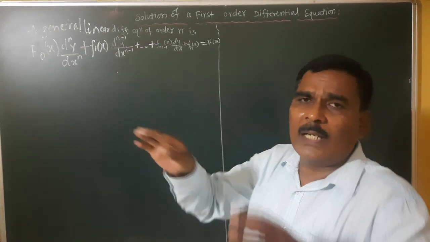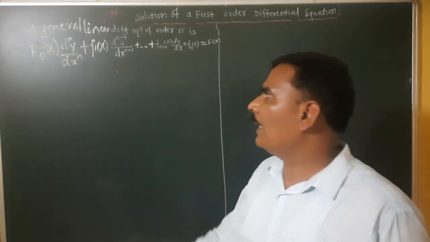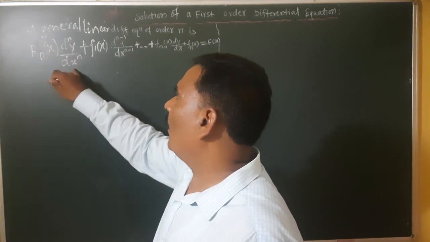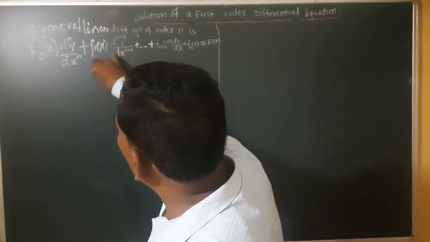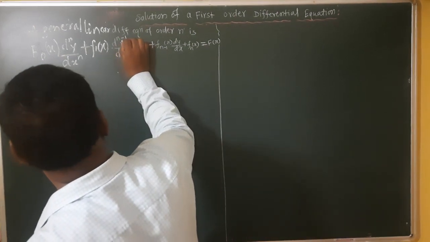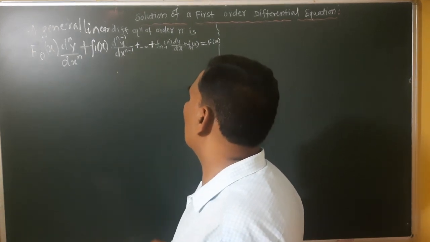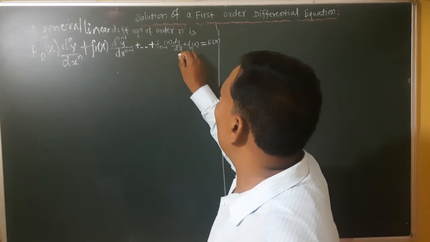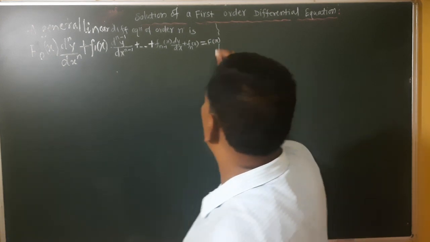Here we consider a general linear differential equation of nth order, that is f0 of x into d^n y upon dx^n plus f1 of x into d^(n-1) y upon dx^(n-1) plus ... fn-1 of x into dy by dx plus fn of x is equal to f of x.